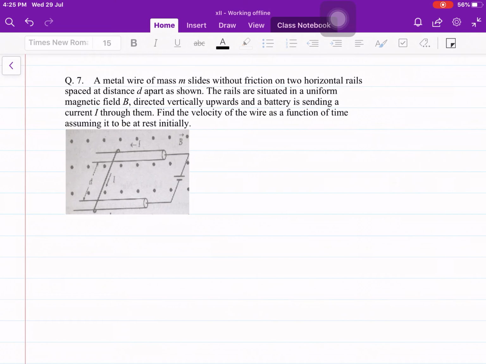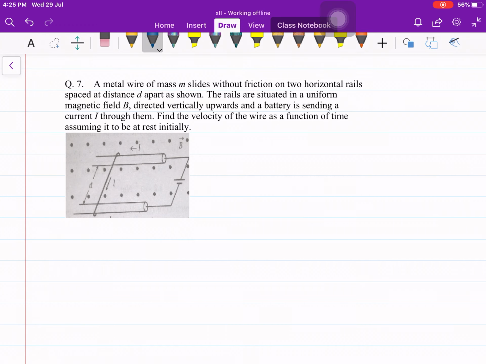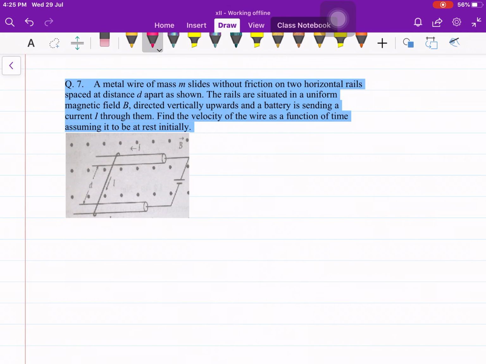Okay, dear students, this is the next question from the level 2 worksheet, the higher challenging one, or in other words our level 3 worksheet. From the level 3 worksheet, question number 7: a metal wire of mass m slides without friction.